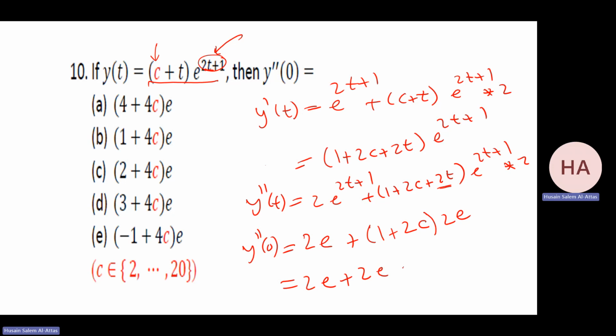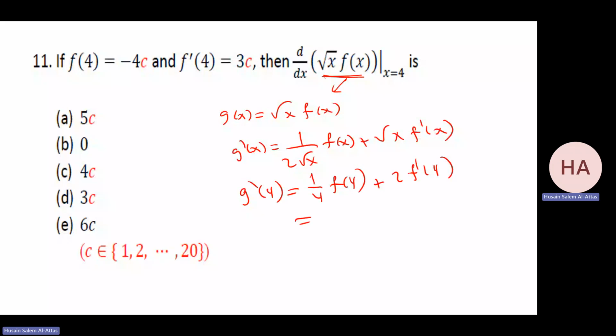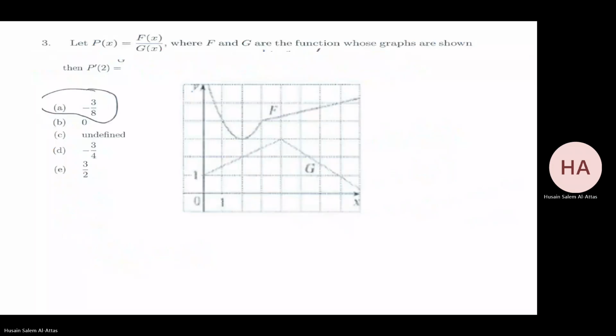If f of 4 equal this, f prime of 4 equal this, find this one. Product rule. So call it g of x. What? 1 over 2 root of x, f of x, plus root x, f prime of x. So I need g prime at 4. So it will be 1 over 4, f at 4, plus 2, f prime at 4. F at 4, he says it's minus 4c. So I have minus 4c over 4, plus 2 for 3c. So I have minus c plus c, which is 5c, which is this. This one I did it before, which is the same as this one. Yeah, it's exactly the same.